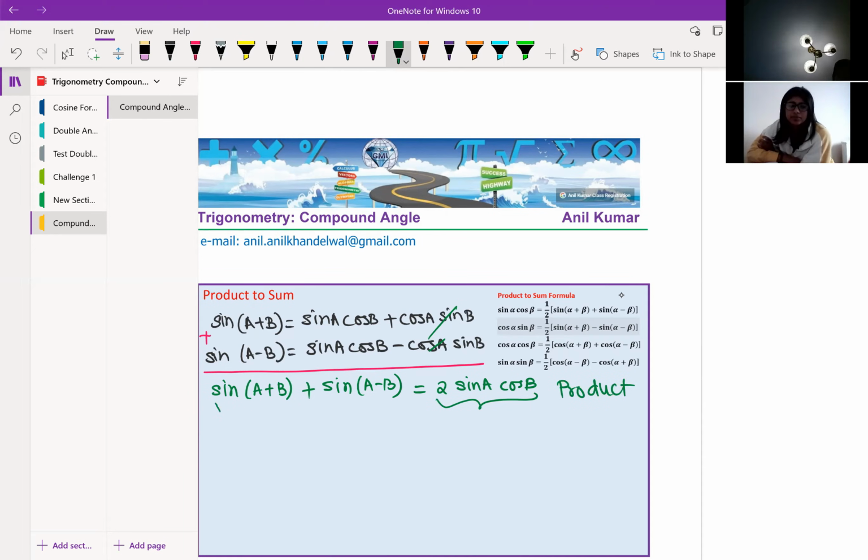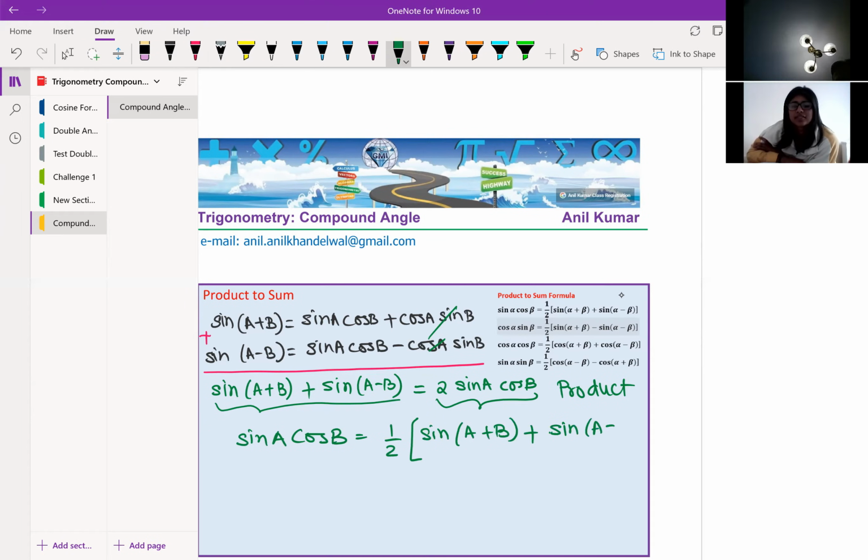And on this side, what do we have? Sum. You see, we have a sum on one side and the product on the other side. And therefore, if I write sine A plus B equals sine A cos B, taking half, one to the other side becomes half, right? Then sine A plus B plus sine A minus B. You get the idea.